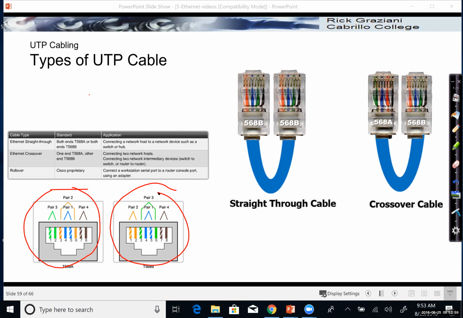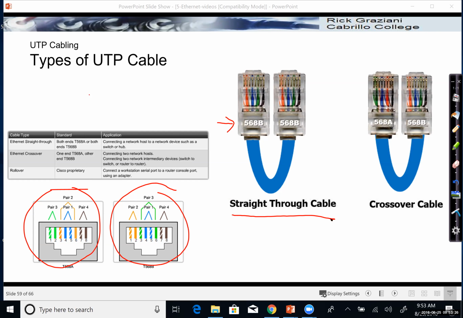They're both the EIA/TIA standards 568A and B. Not that important for me. What's important is to understand that there are two types of cables, how to recognize these two types of cables and how they're used. That's, to me, what's important. So how can you tell a straight through cable from a crossover cable?